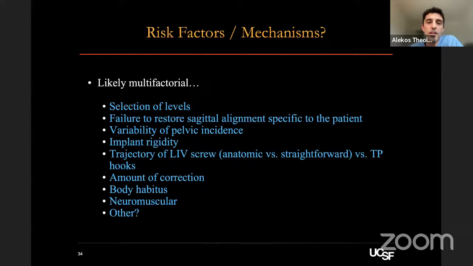It's by a combination of all these things: appropriate selection of levels, which we'll touch upon shortly, failure to restore sagittal alignment specific to the patient, variability of pelvic incidence, implant rigidity at the junctions, trajectory of screws, especially the LIV screws, anatomic for straightforward, and then the question of TP hooks versus pedicle screws at the cranial junction, the amount of correction, patient's body habitus. Many of these patients are quite overweight and obese, and taking that into consideration, I think, is important. And there probably are some neuromuscular factors that play into this.